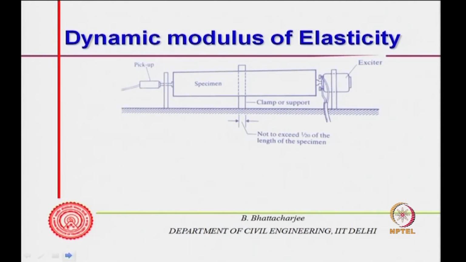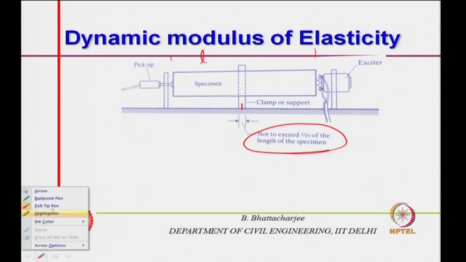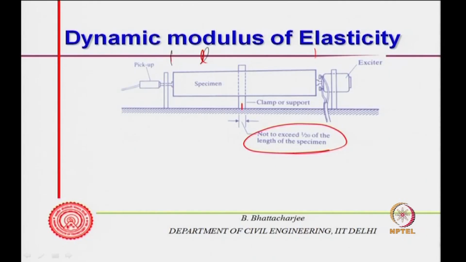The dynamic modulus of elasticity is determined in the perspective view of the diagram that you see. You have a clamped support which should not exceed 1/20 of the length of the specimen. This is L, the length of the specimen, and the clamp should be less than L by 20. The specimen, generally of rectangular cross section, you clamp somewhere in between like this, and then you have an exciter.